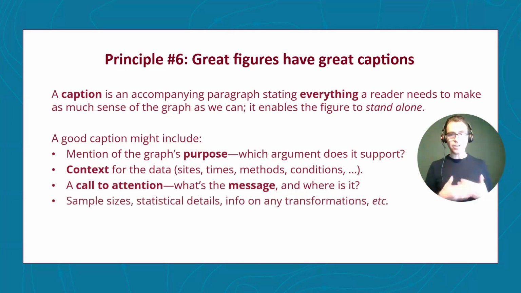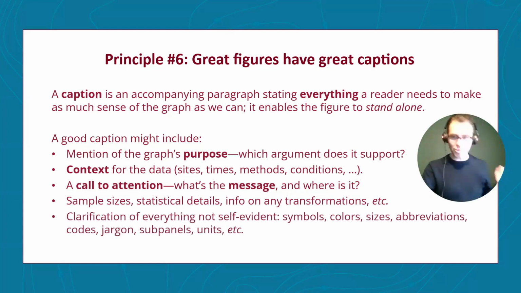Anything else readers need to be able to critically evaluate the message of our graph should also be in the caption. So this should include things like details on any stats performed and sample sizes. And of course, I hope this goes without saying, a caption should be clarifying anything about the graph and its channels that need clarifying. What are those colors? What are those symbols? What are those abbreviations? What do the subpanels represent? What are these treatment codes? If anything is not self-evident, the caption is going to make it evident.